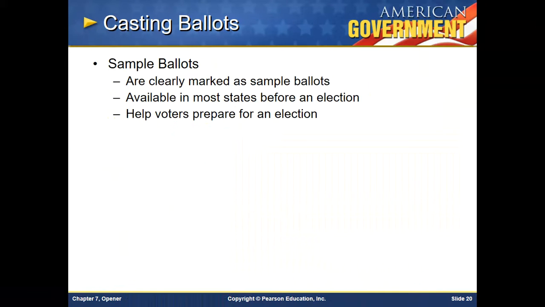The next definition you need is a sample ballot. Sample ballots a lot of times are printed in newspapers. They're made available before the election, so people can go through and research and mark their ballot. They can bring these ballots to the poll to help them actually vote in an election if they need to.